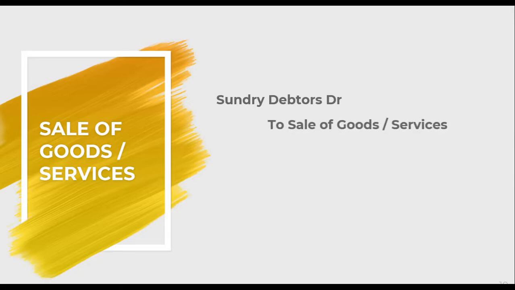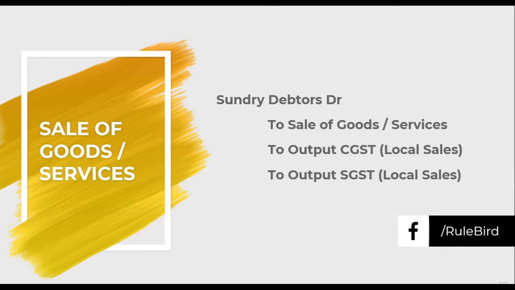Next one is sale of goods or services. Here we can debit sundry debtors and credit sale of goods or services. Next is output CGST and output SGST for local sales, and output IGST for interstate sales.